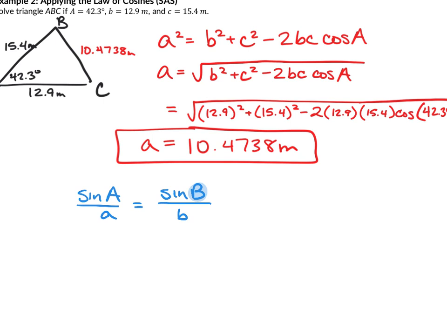Because I know big A, I know little a, I know little b. So we solve this equation for B. We're going to derive it first. This is A times sine of B. This is B times sine of A. We're going to divide by A on both sides. B times the sine of A over A.